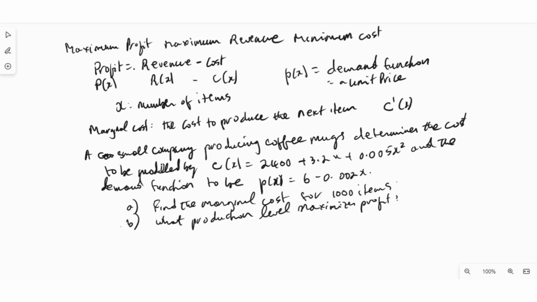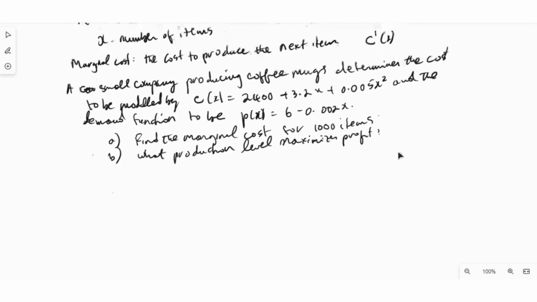So let's see this example here. A small company producing coffee mugs determines the cost to be modeled by C(x) = 2400 + 3.2x + 0.005x squared. And the demand function is given by this. Find the marginal cost for 1000 items, which means what will be the cost to produce the next item?